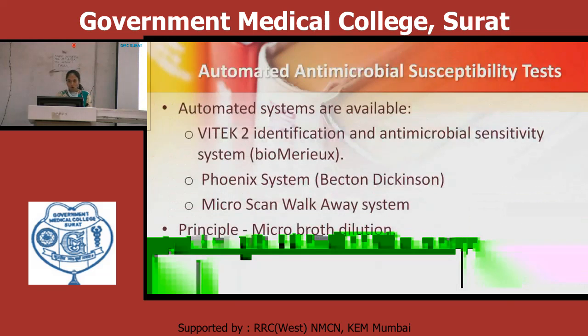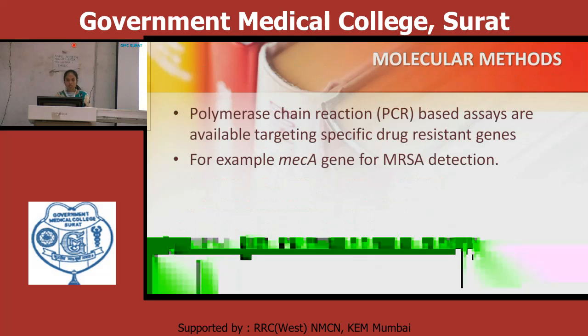Automated antimicrobial susceptibility test. Automated systems available are Vitek 2 for identification and antimicrobial sensitivity, the BioMerieux Phoenix system by Becton Dickinson, and the MicroScan WalkAway system. Principle is microbroth dilution. PCR-based assays are available targeting specific drug resistance genes, for example, mecA gene for MRSA detection.